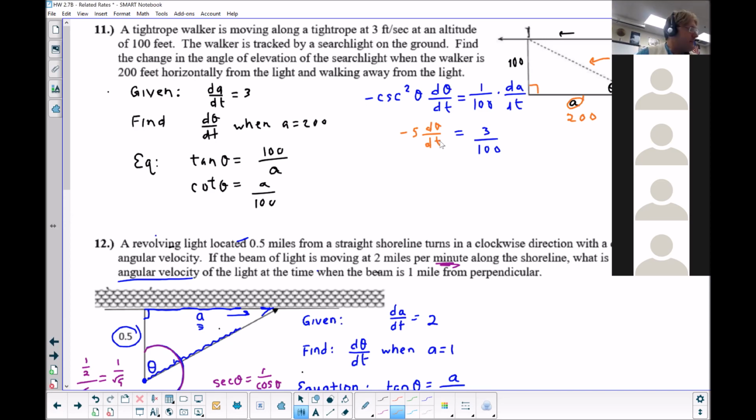Hopefully that makes a little bit of sense. And then when we divide by negative 5, your d theta dt here is going to be negative 3 over 500. Oh my gosh, that's a 3. There we go. I could probably write with my toes better on my other surface.